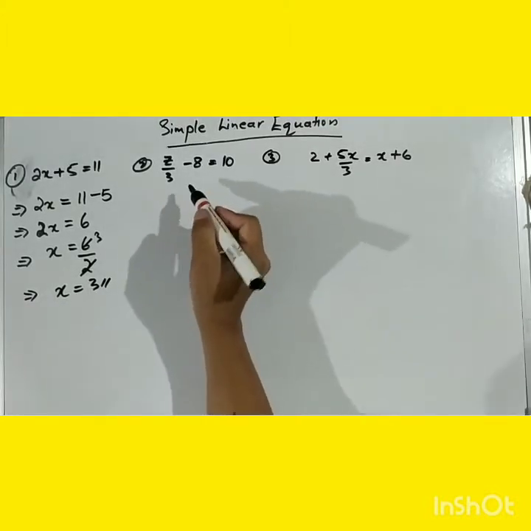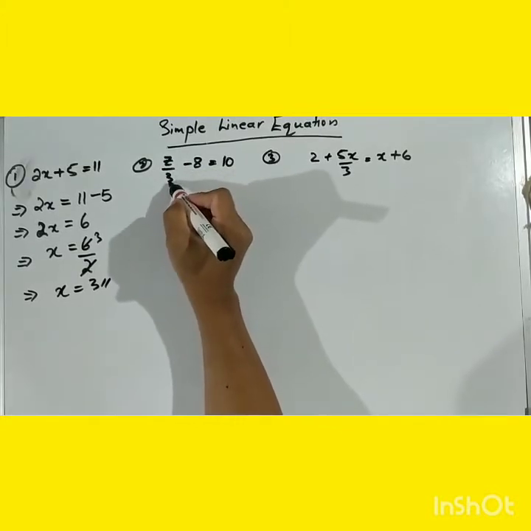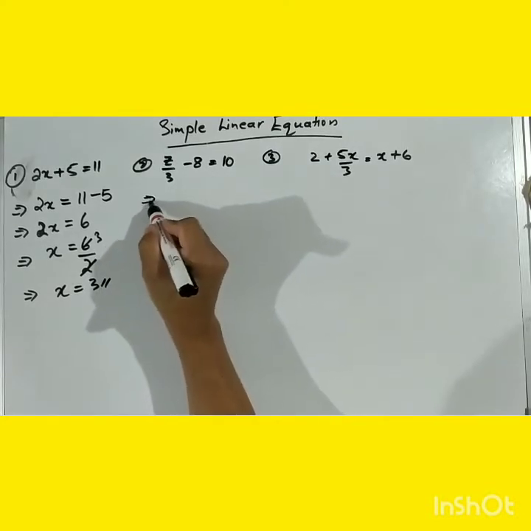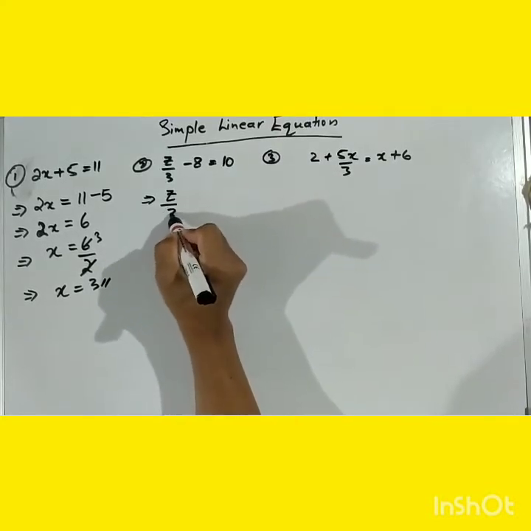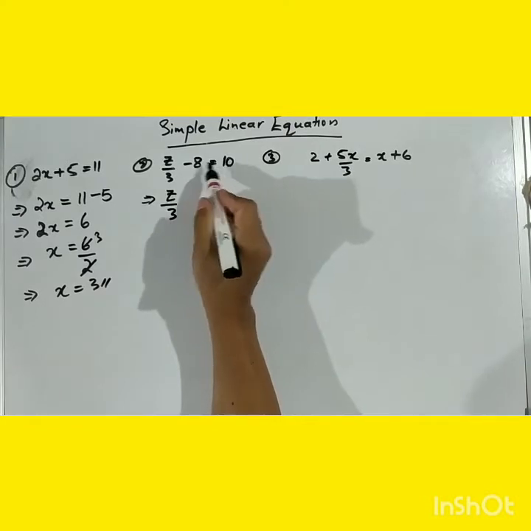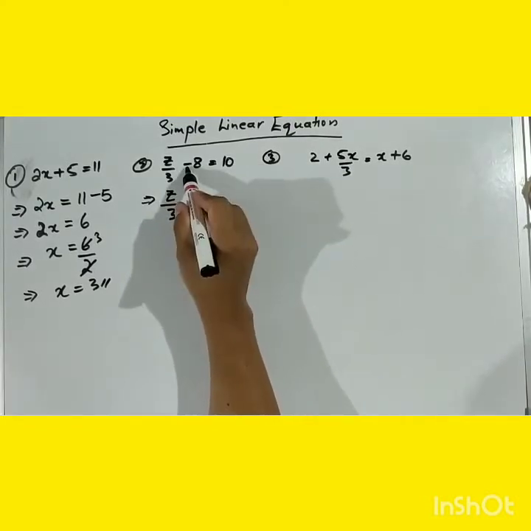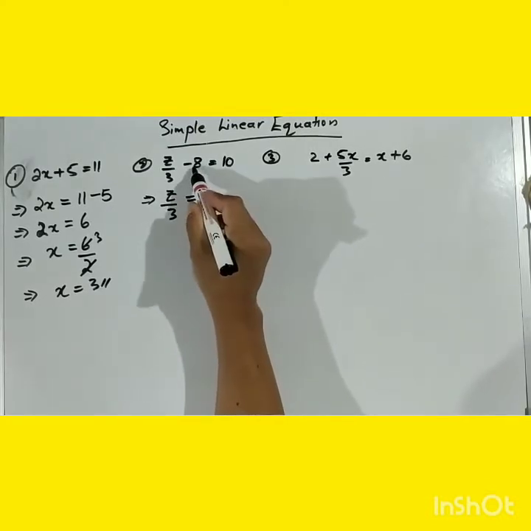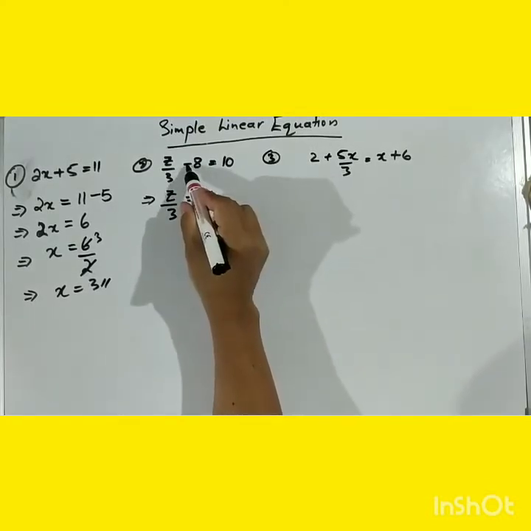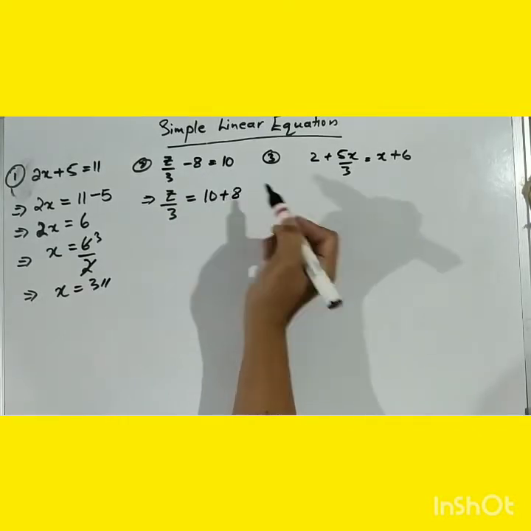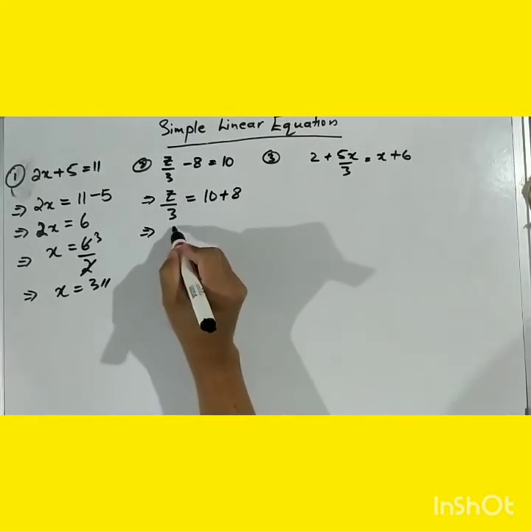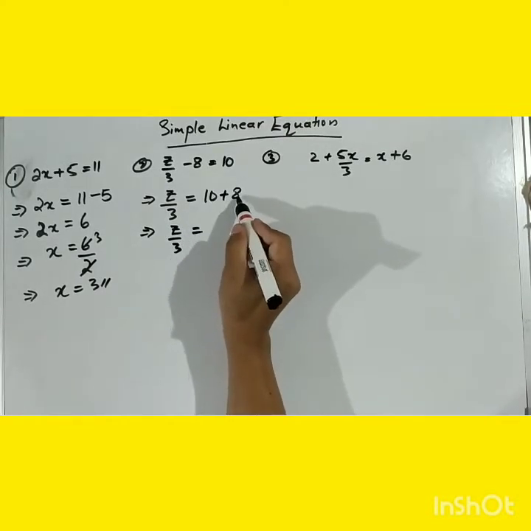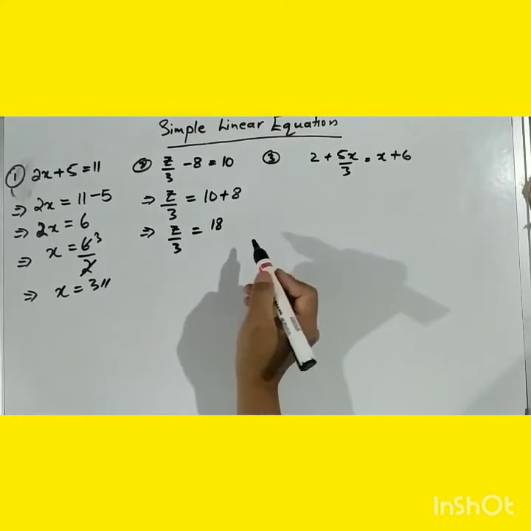And the next one is z divided by 3 minus 8 equals 10. Now z upon 3, this 8 is a like term, right? So move it to the other side. This is negative, so when you move this 8 to the other side, it will become positive. Okay, so z upon 3 equals 10 plus 8 equals 18, right?